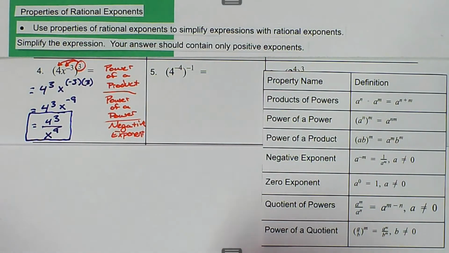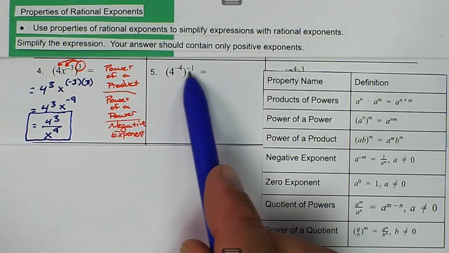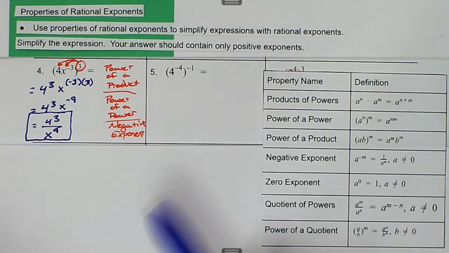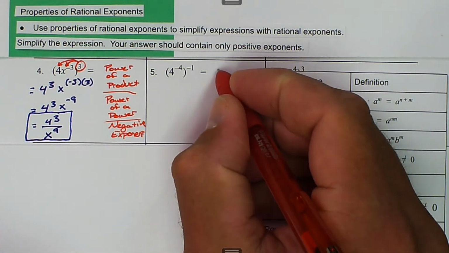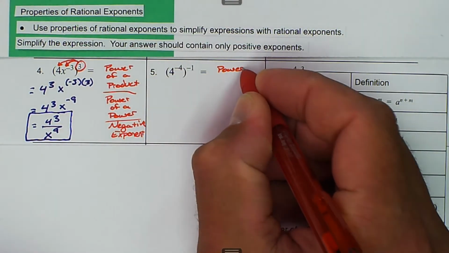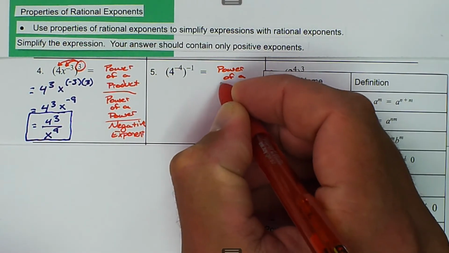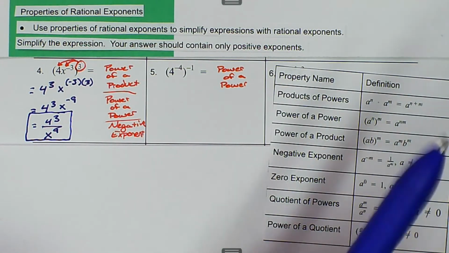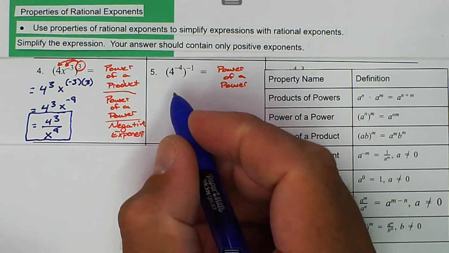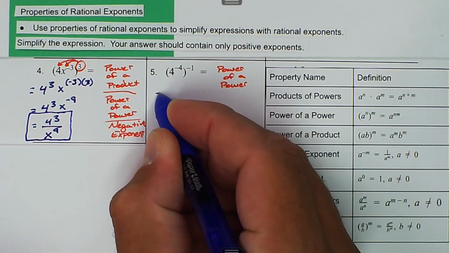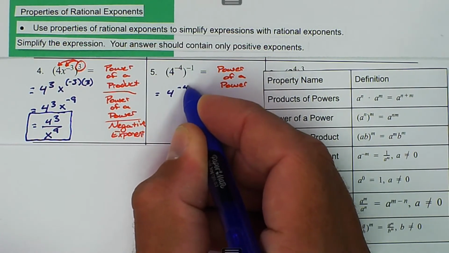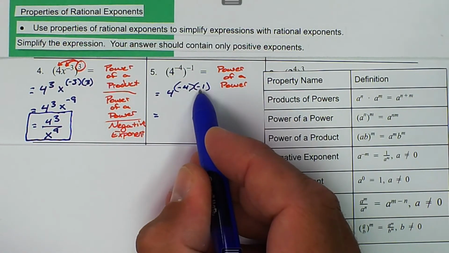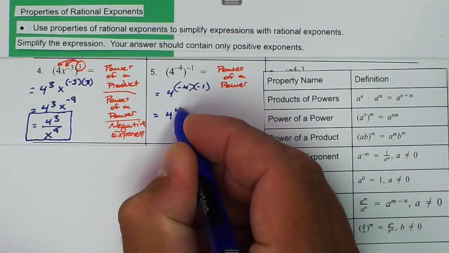The next one we have here is 4 to the negative 4th raised to the negative 1st power. So that one is going to be a power of a power. And when we have power of a power, we can just multiply the exponents. So that's going to be equal to 4 to the negative 4th times negative 1. Negative 4 times negative 1 is 4 to the 4th.